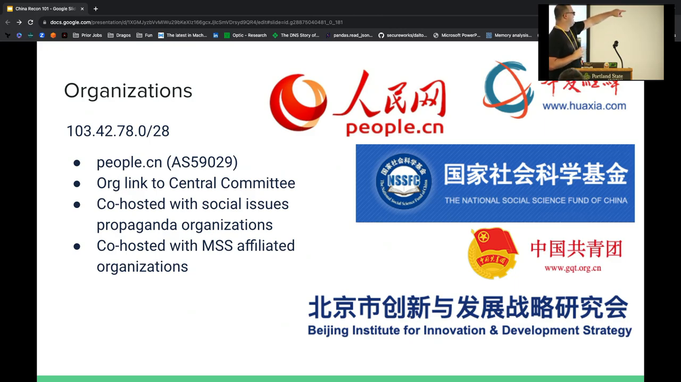So within people.cn, I saw huasha.com, which, like I mentioned, is an MSS front, a propaganda front for cross-strait relations. The NSSFC is essentially the academia head of the MSS. If you're highly educated and you're in the MSS and you want to retire, you go to the NSSFC. And of course, the communist youth is there. For good sources, if you're interested in where members of the MSS go to retire, I highly suggest Alex Joske's work. It is in the acknowledgments page in this.